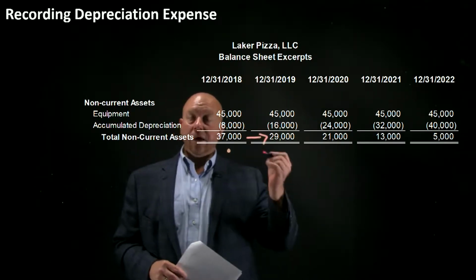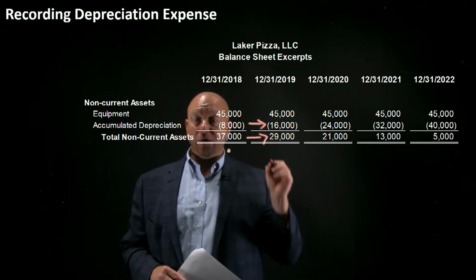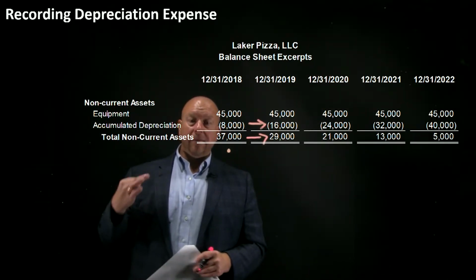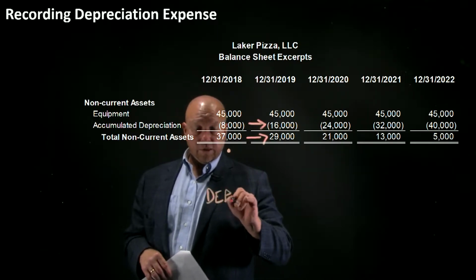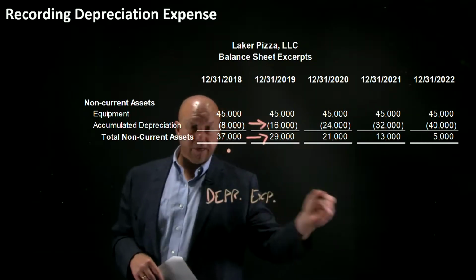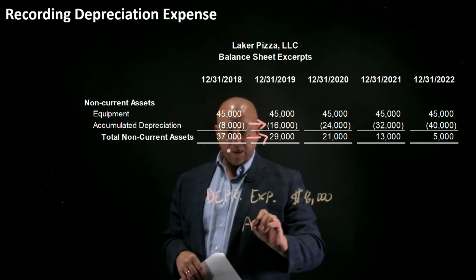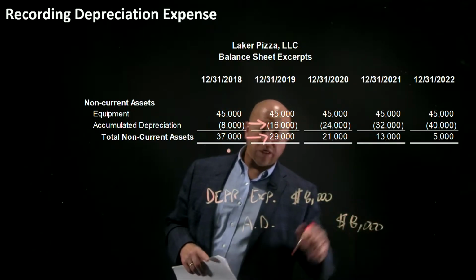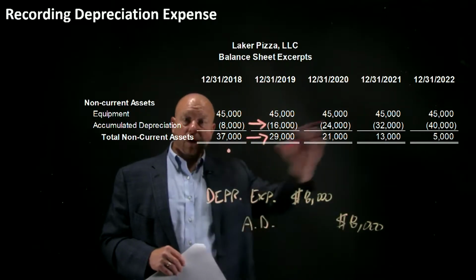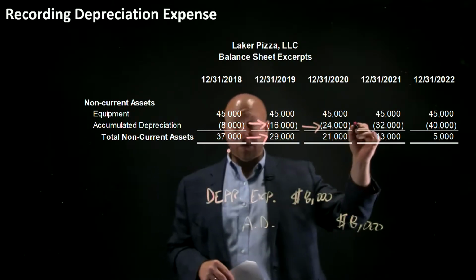Where did that come from? Well, it came from the additional depreciation expense we recorded during the 2019 fiscal year. And when we recorded the 2019 depreciation expense, that means our accumulated depreciation grew. Just in general, the formula is going to be this in our particular example. Debit depreciation expense for $8,000, and then credit accumulated depreciation for $8,000. We're going to make this journal entry each year at the end of the year for these 5 years. Every time you do that, your accumulated depreciation grows.